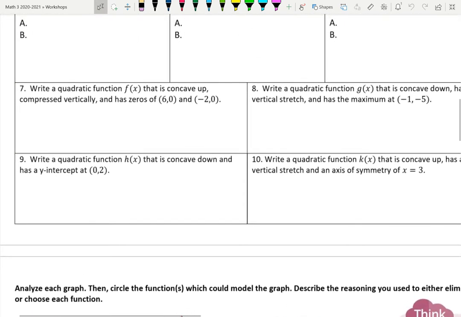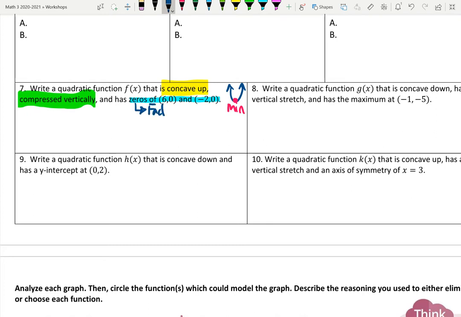So I have to write a quadratic function that is concave up. What that means is essentially it's going to look like this. Since it's concave up, I know that the vertex is going to be a minimum. The next part it's given me is that it is compressed vertically. Since it's compressed, that means it's getting smaller, so it's going to be multiplied by some sort of fraction, and it contains the zeros. Now, zeros, this word right here tells me that this is going to be in factored form.